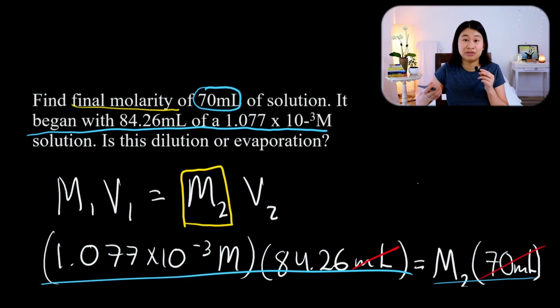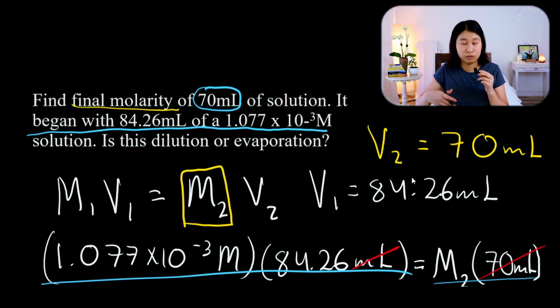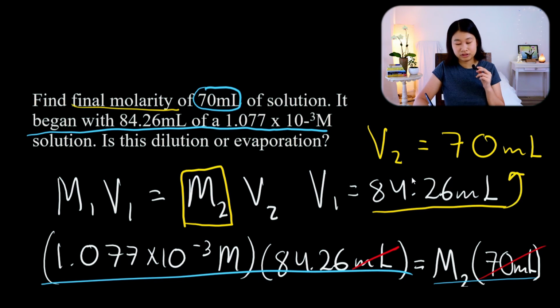Now in the case of volumes, if your final volume is more than your initial volume, then that means you had a dilution. And if it's the other way around, then you had an evaporation. To make it easier on ourselves, let's compare the volumes. V1 was equal to 84.26 ml. On the other hand, V2 was equal to 70 ml. Remember, 1 is initial, or what you start with, and 2 means afterwards, or final. So we went from 84.26 to 70. And so as you can see, this is going to be a decrease, which means we had an evaporation.